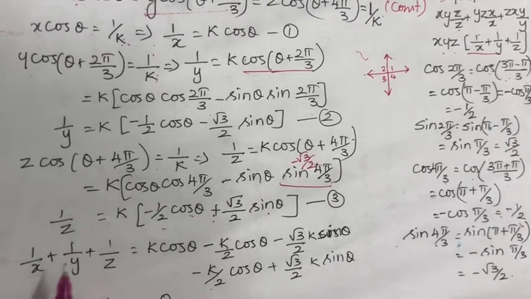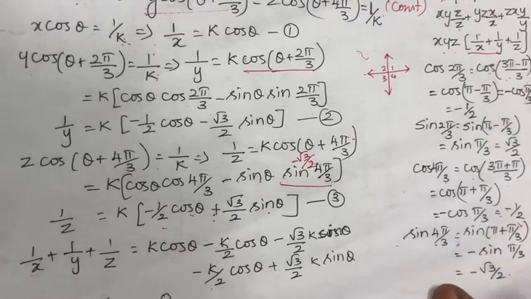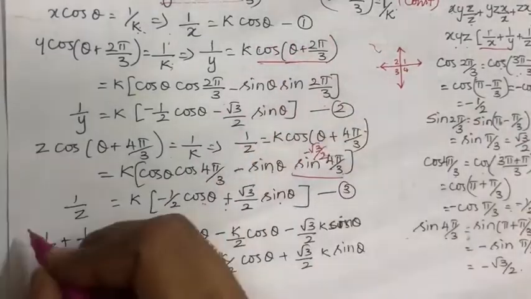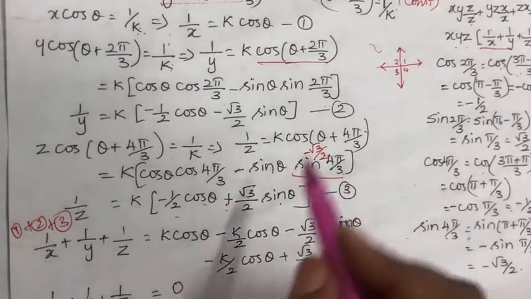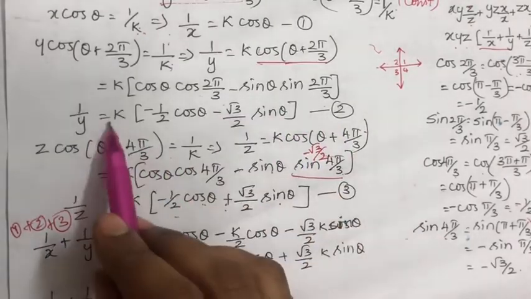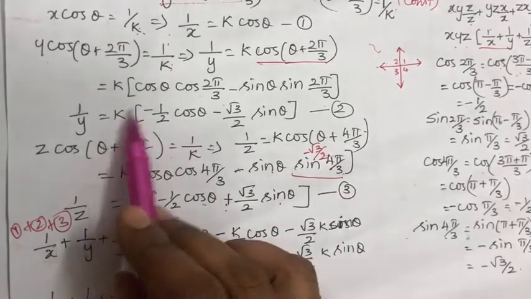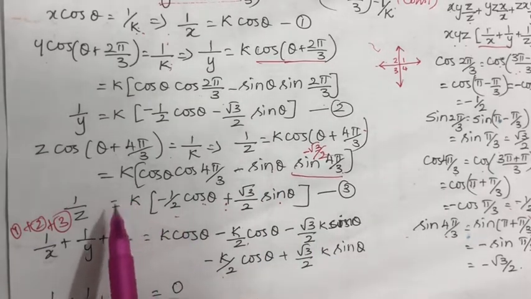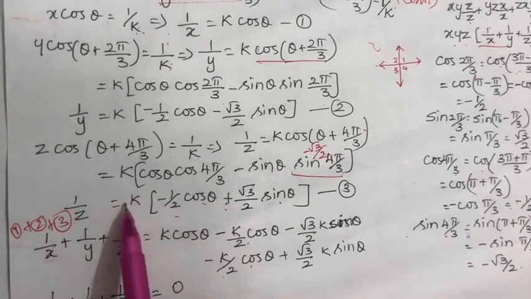Okay, now we have to find 1 by x plus 1 by y plus 1 by z. So 1 by x is the first one, k cos theta. So 1 plus 2 plus 3. So k cos theta. Second one, while multiplying k inside, is minus k by 2 cos theta minus root 3 k by 2 sin theta. Similarly 1 by z is minus k by 2 cos theta plus root 3 k by 2 sin theta.